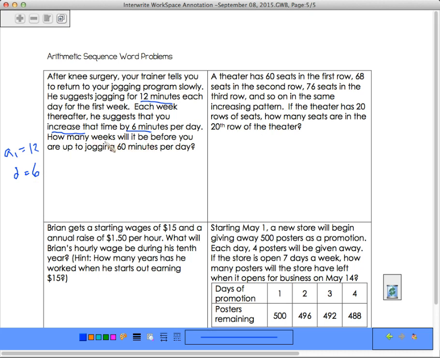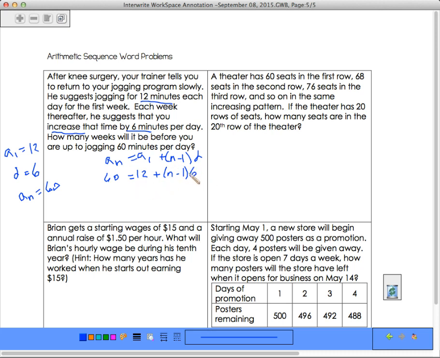I want to know which term in the sequence before you're jogging 60 minutes per day. So I want to know when the whole thing's going to equal 60, which is kind of weird. So I actually want to know when A sub n equals 60. So start by writing our formula. We have A sub n equals A sub 1 plus n minus 1 times D. A sub n, we said we want to know when it's 60, equals A sub 1 is 12 plus n minus 1, n's what we're looking for, which term, times D. D is 6 in this case.